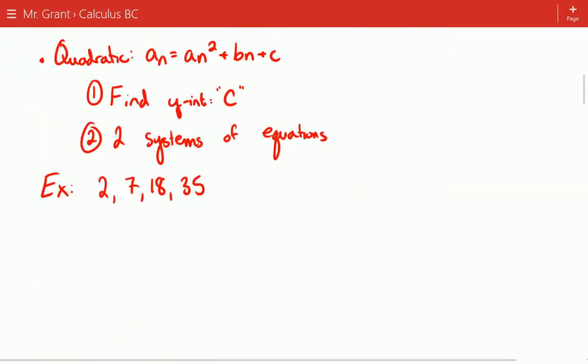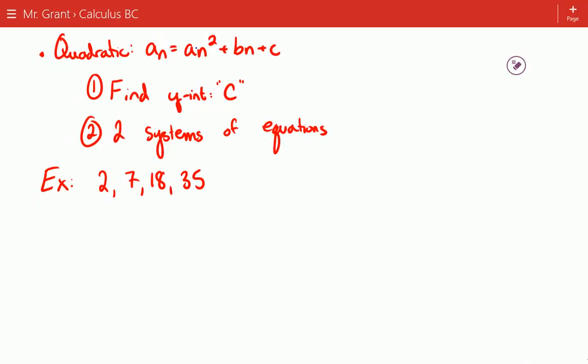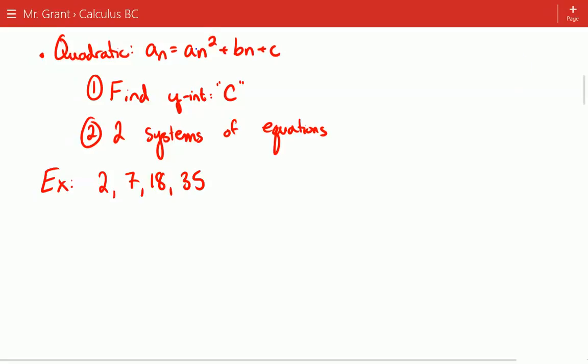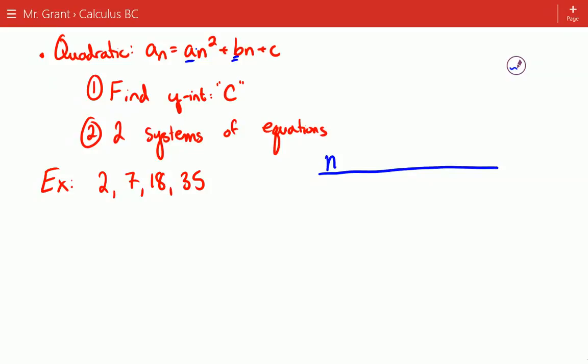And there are really 2 steps here. We know our quadratic function is going to be a n squared plus b n plus c. Instead of x I'm using n, which gets a little bit confusing with the a sub n, but realize this is a times n and this is a sub n, and we should be just fine. First thing we want to do is find that y-intercept c, because then we can plug that in. And then from here, all we need to do is use 2 more points, and we'll create 2 systems of equations to find a and b. So similar start to before. We have a sequence 2, 7, 18, 35. So we set it up and we say, okay, n and a sub n.